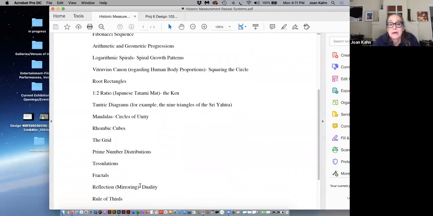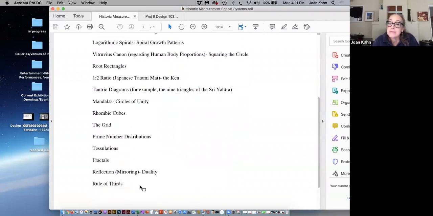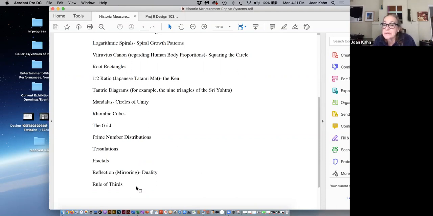Tessellations, which we all learn in grade school, but they're really fascinating when two shapes fit together with no space in between and become a pattern. Fractals, which computers generate, no repeating numbers, but it keeps on building the structure. Reflection, mirroring, which comes out of duality. And finally, the rule of thirds, which photographers use a lot. So you can see that there are many, many systems that you can choose that you could make into an image.